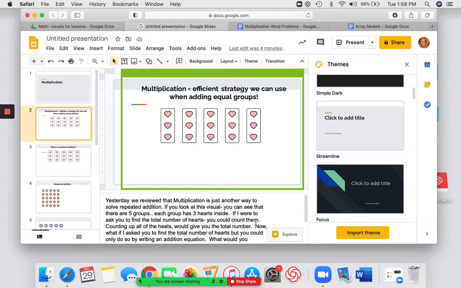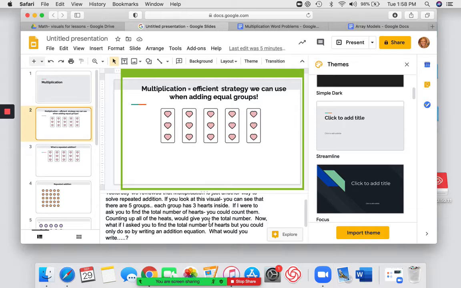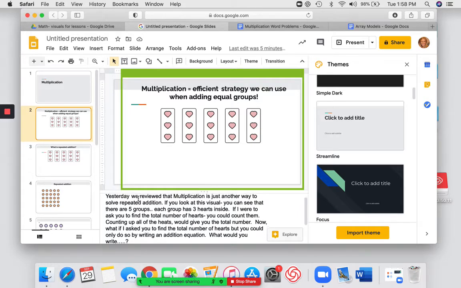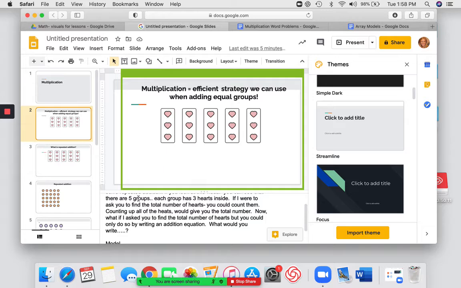Let's get started. So yesterday we reviewed that multiplication is just another way to solve repeated addition. If you look at this visual, you can see that there are 5 groups, and each group has 3 hearts inside. If I were to ask you to find the total number of hearts, you could certainly just count them all. Counting up all of the hearts would give you the total number. But now what if I asked you to find the total number of hearts, but you could only do so by writing an addition equation? What would you write?